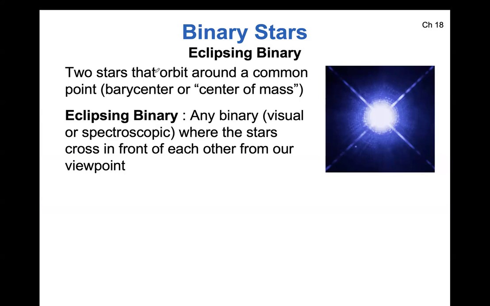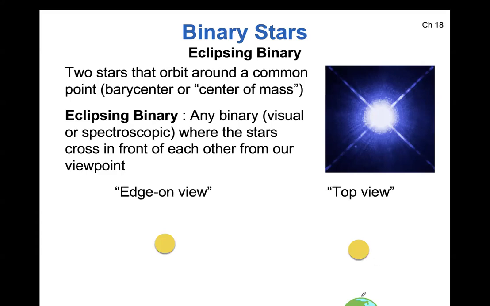A binary star system, first of all, what is it? Well, eclipsing binary. We already know what a binary is. An eclipsing binary star system is any binary, visual or spectroscopic, where the stars cross in front of each other from our viewpoint. So what needs to happen for an eclipsing binary is some sort of eclipse. We have to have one star literally pass in front of the other.